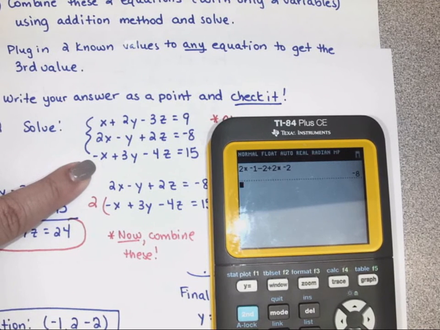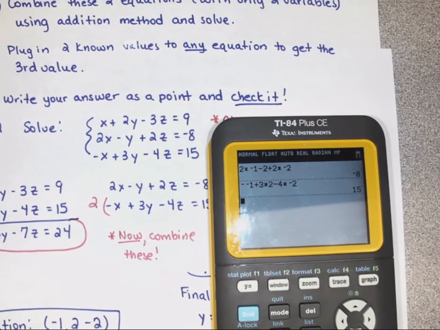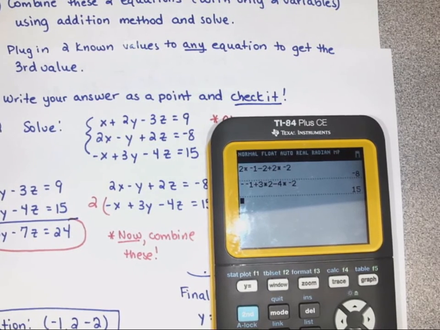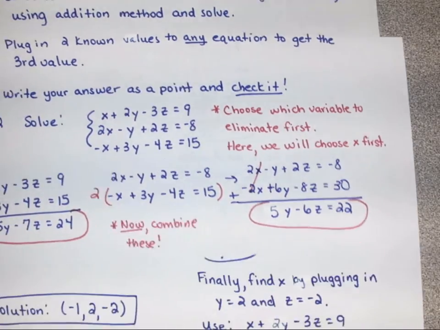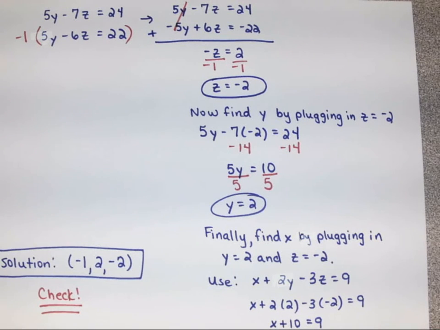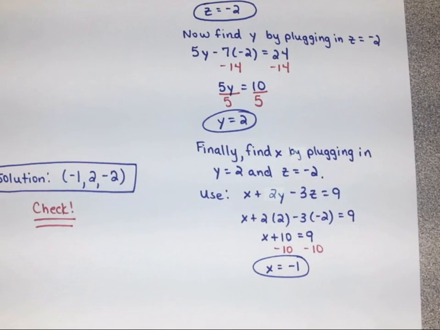And then finally, negative 1, right? So I could even do that if I want to. Negative 1 plus 3 times 2 minus 4 times negative 2. And notice I get 15 just like I thought. Okay, so take a couple extra seconds to check it, and you can see if you did it right. Okay, so we're going to start next class with questions like this.